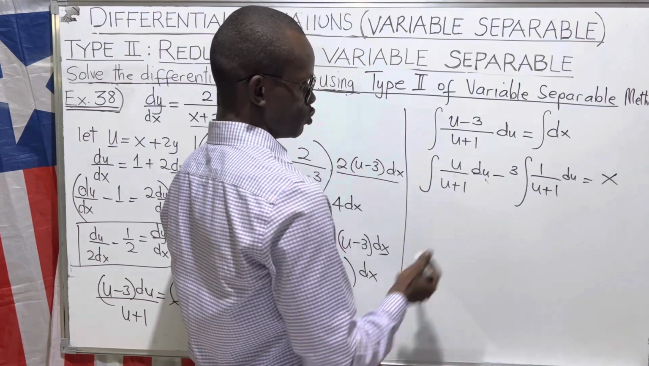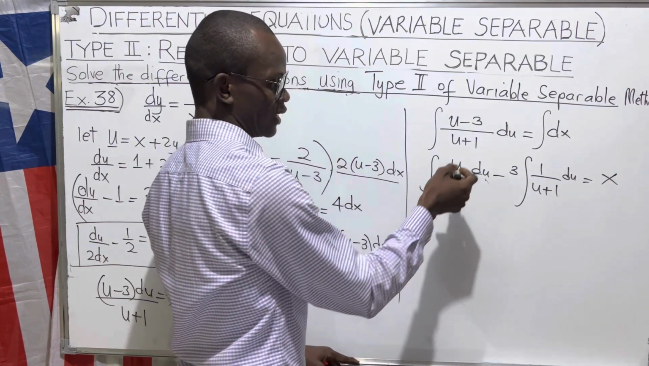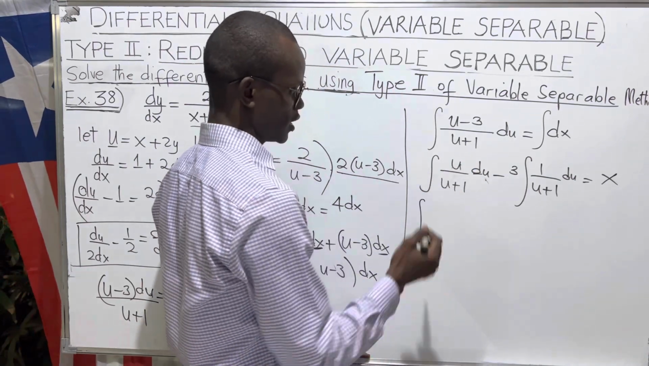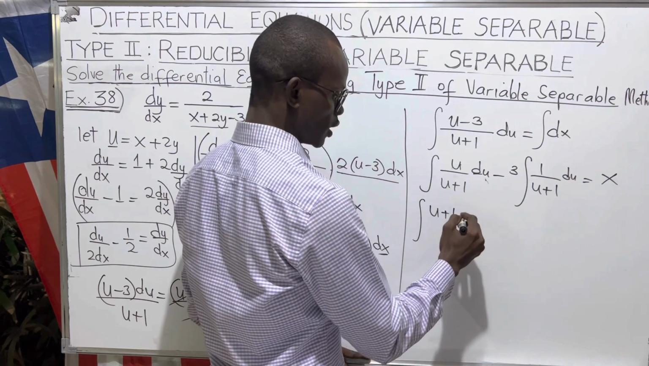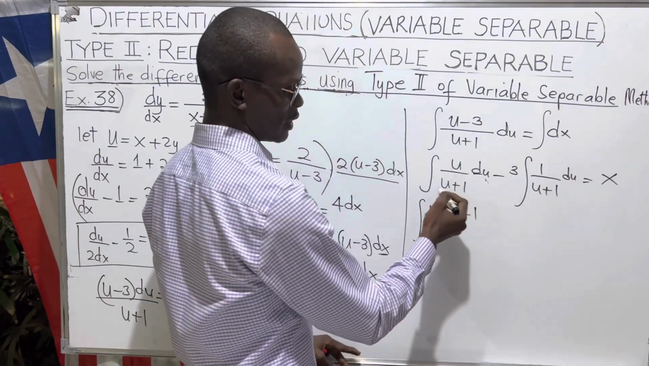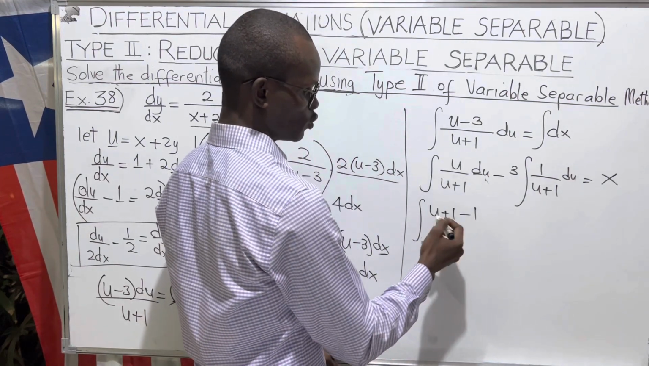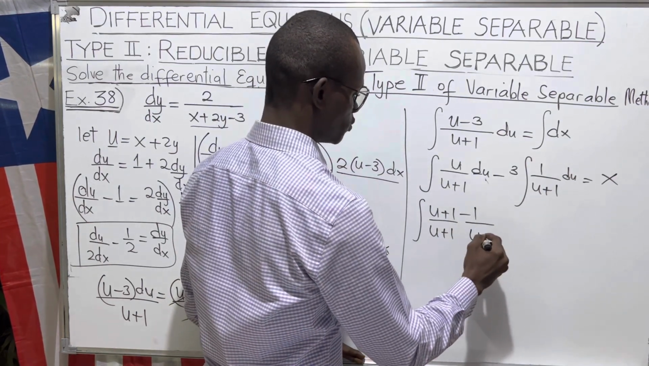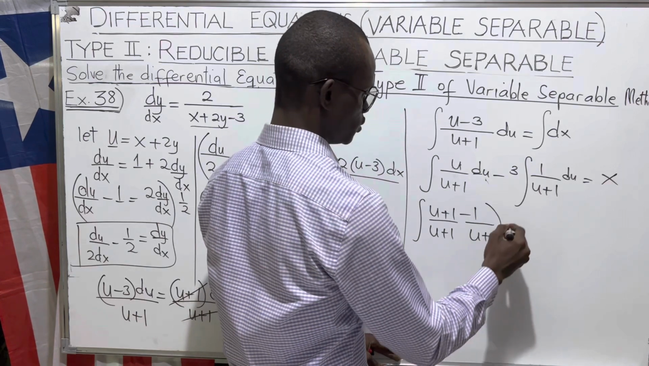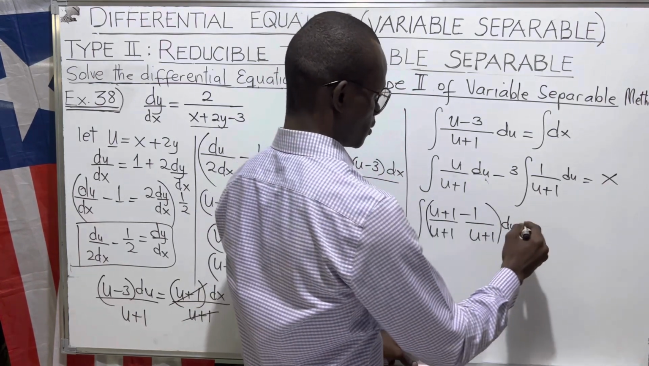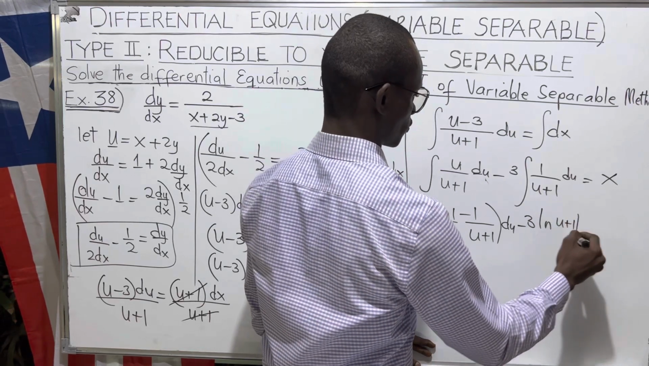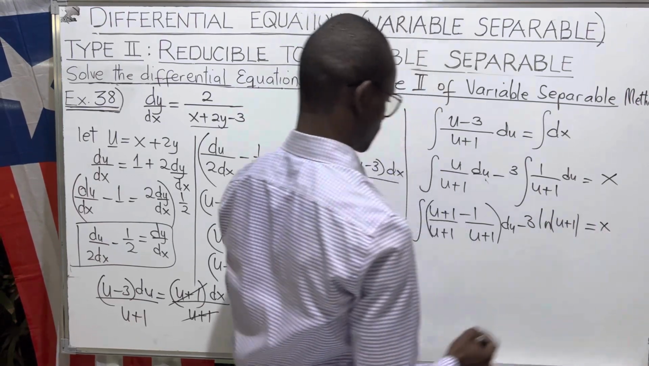So what do we do? Right here, we can either apply long division, dividing this by this expression, or we bring in a trick, saying u plus 1 minus 1. This is the same as saying u. So we can divide this by u plus 1, and divide this by u plus 1, du, minus 3 times the ln of u plus 1, equals x.